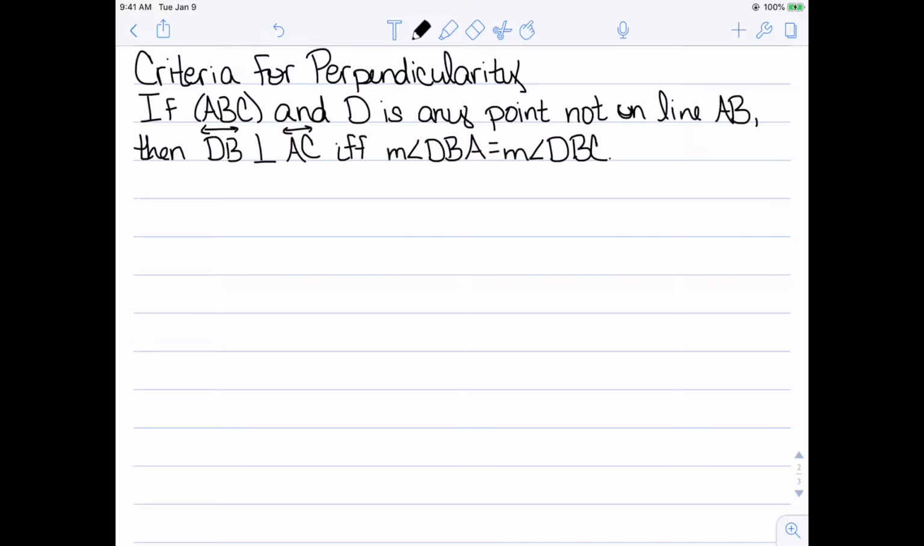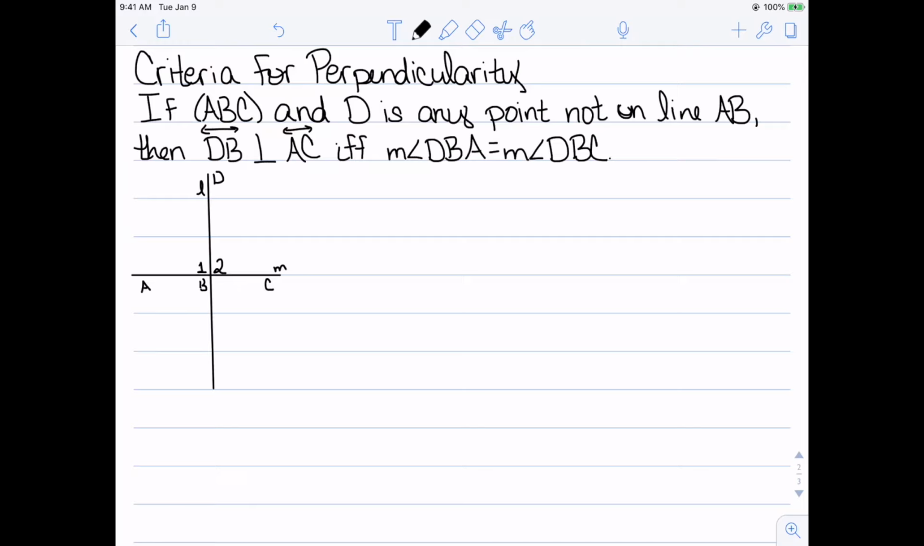The next thing we're going to talk about is perpendicular. So we say two lines are going to be perpendicular if they intersect and form four right angles at their intersection point. We can say rays or segments are perpendicular if the lines containing them are perpendicular. So our next theorem is going to be our criteria for perpendicularity. If we know we have the betweenness relation ABC, and D is any point not on our line AB, then we say lines DB and AC are perpendicular if and only if the measure of DBA is equal to the measure of DBC.